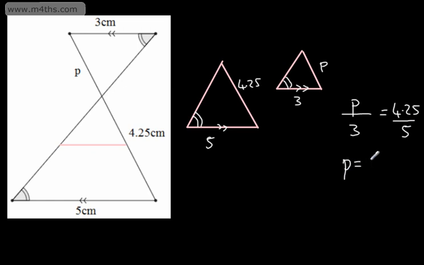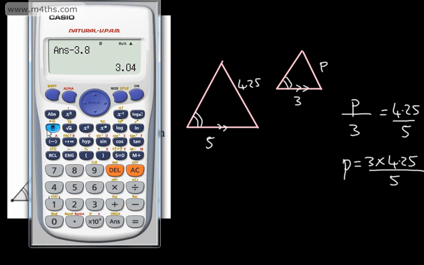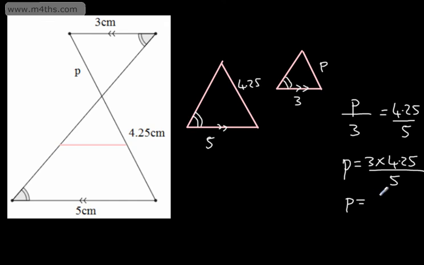So P is going to be equal to 3 times 4.25 over the 5. Or if you like, it's going to be 6/10 or 3/5 or 60% of 4.25. So you can just type it into a calculator, 3 times the 4.25 divided by 5, or any other variation, entirely up to you. That gives 2.55. So P is going to be equal to 2.55 in centimetres.